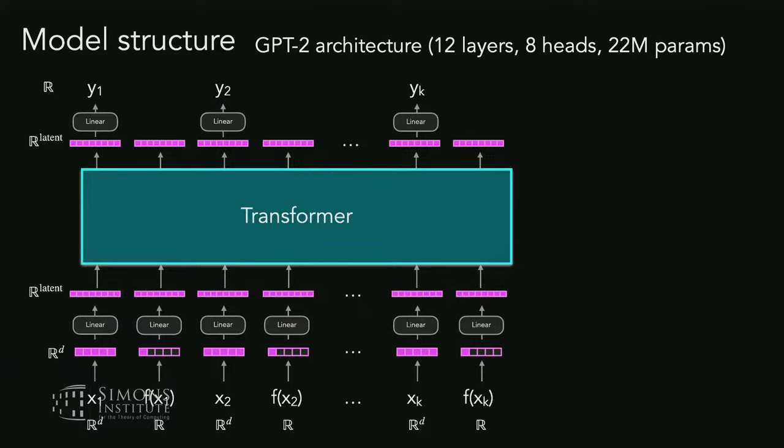So we look at a GPT-2 style transformer architecture. We looked at different size models, but most of our experiments are a model with roughly 20 million parameters. Smaller models are okay too, but at some point things degrade.